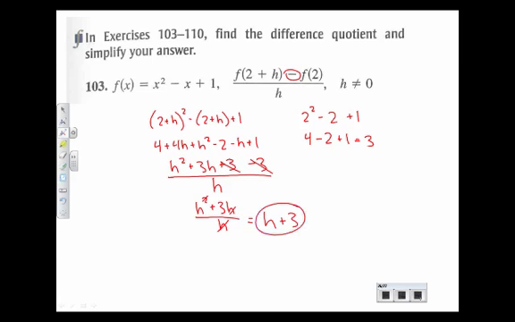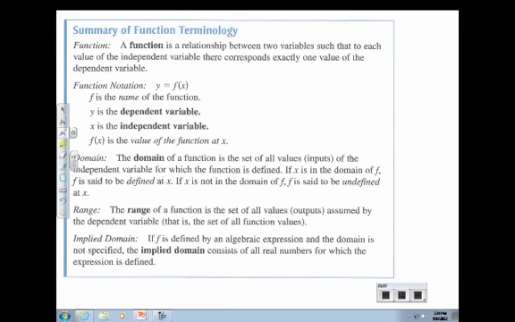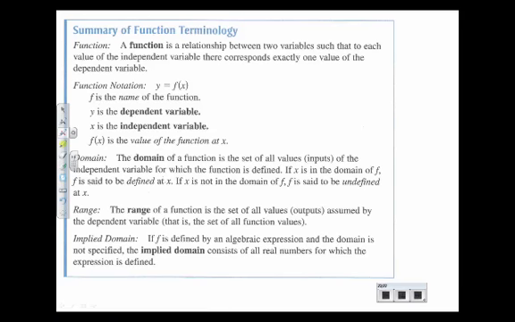All right. Hopefully that made some sense. If not, I will see you in class for questions. Last thing that's in the book, there is a nice summary of all this function notation. This can get a little complicated, so if you need to, go back and look at this.